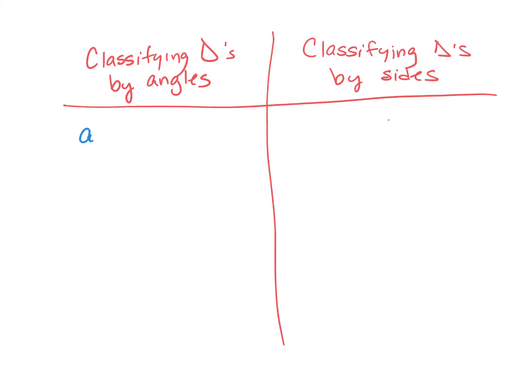So acute triangle, all angles are less than 90. So the next one is obtuse.